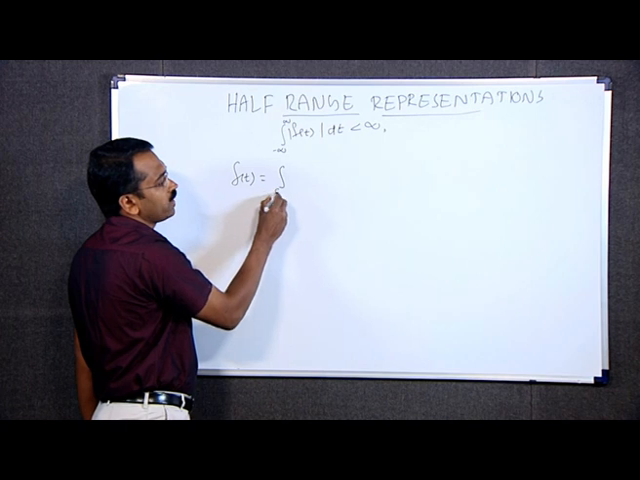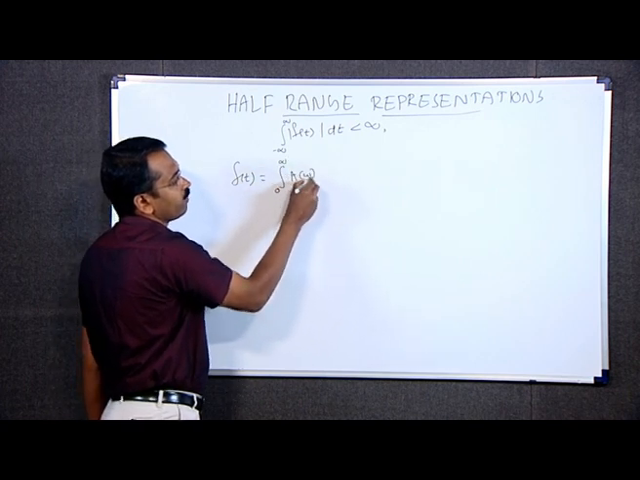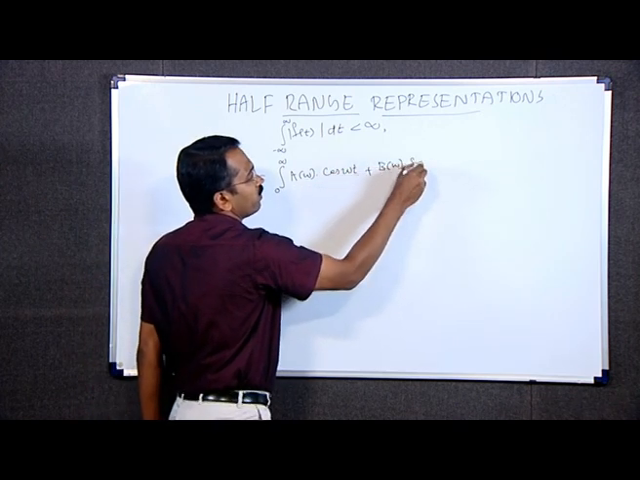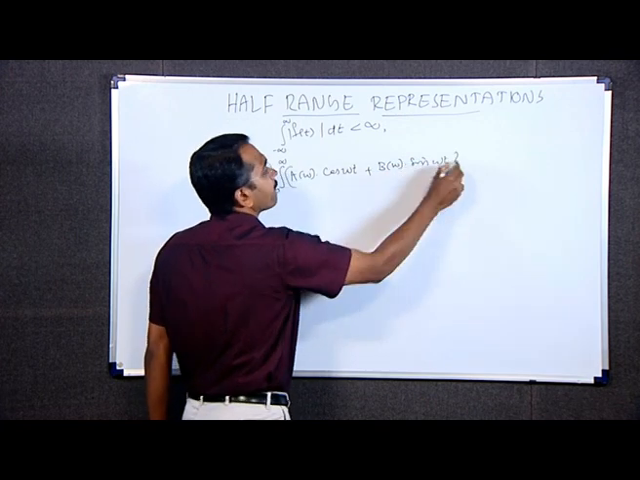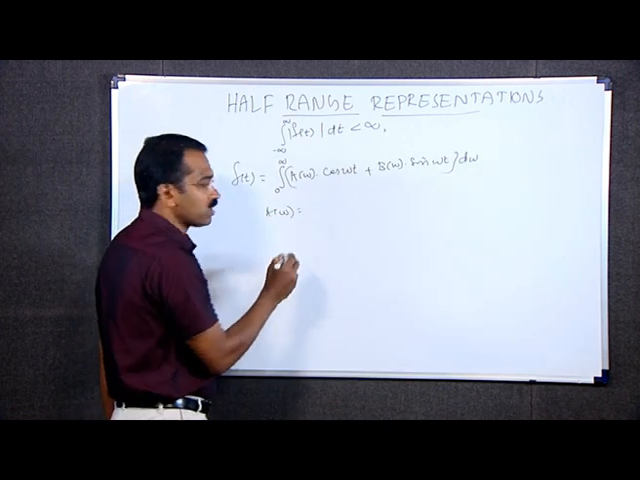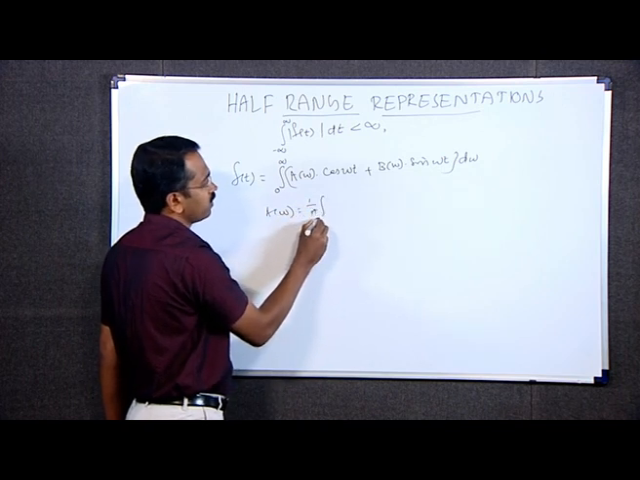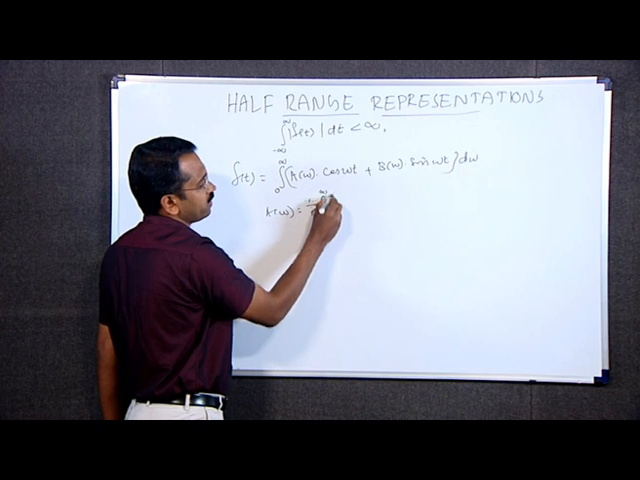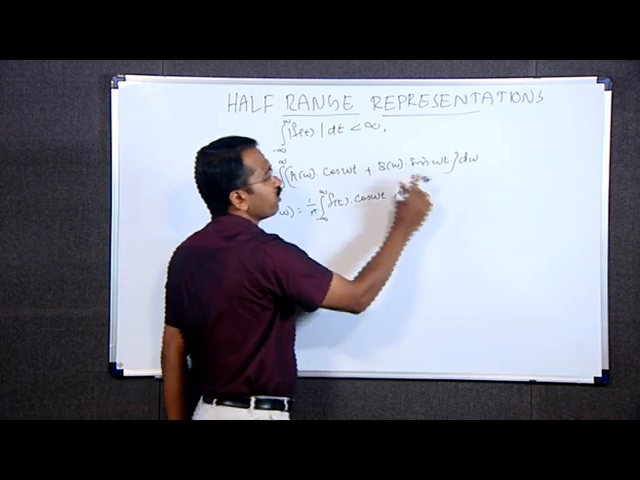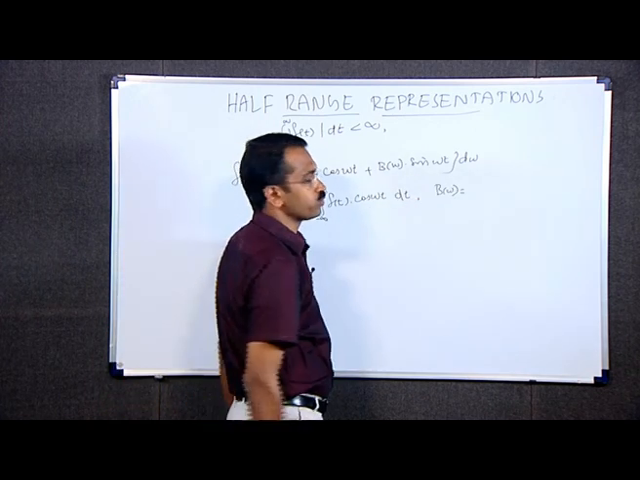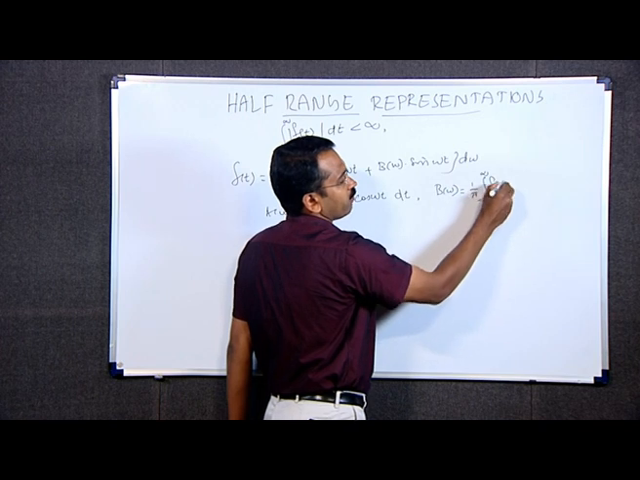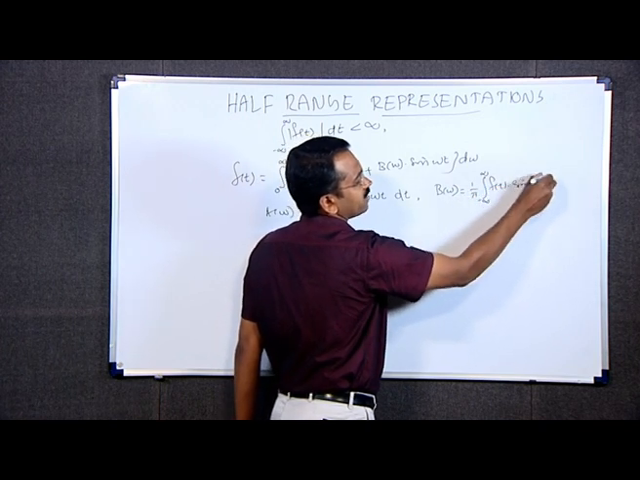we can represent the given function f of t as an integral. f of t is equal to integral from 0 to infinity a omega into cos omega t plus b omega into sin omega t d omega, where a omega is equal to 1 by pi into integral from minus infinity to infinity f of t into cos omega t dt, and b omega is equal to 1 by pi into integral from minus infinity to infinity f of t into sin omega t dt.